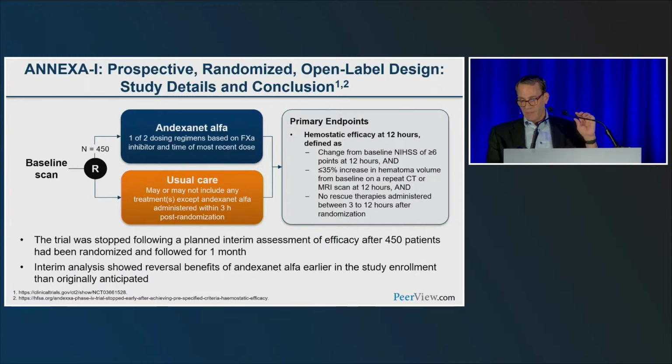One, hemostatic efficacy, which has precedent all the way back 20 years to the beginning of reversal trials, and then large changes in the NIH stroke scale, which is also a validated measure. Greater than 6 is a big jump, right? That's not a subtle change in their neurologic status at 12 hours. So this trial, which will be presented on Thursday, had to meet both of those endpoints in order to establish efficacy over the control group.